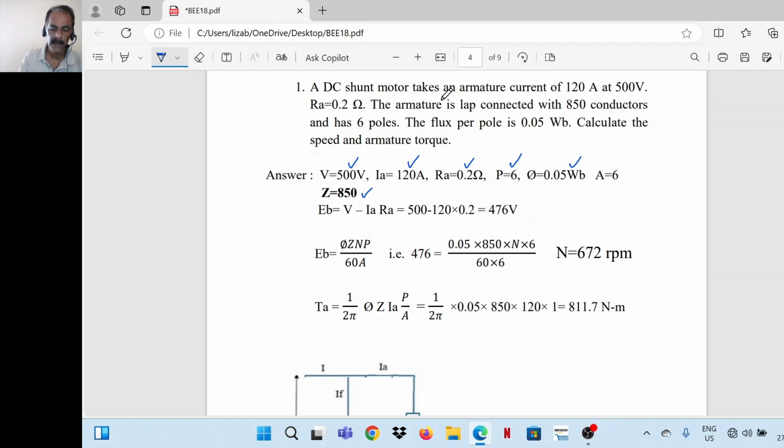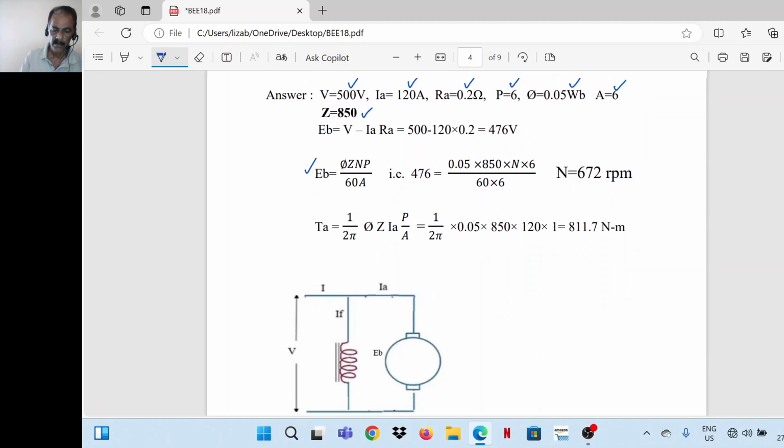So here it is mentioned armature is lap connected. So A is equal to P. P is 6, so A is also equal to 6. We have to find the speed and the armature torque. So speed can be found from this relation, EB is equal to phi Z NP by 60A. For that, EB is to be found out first. So EB is equal to V minus IARA.